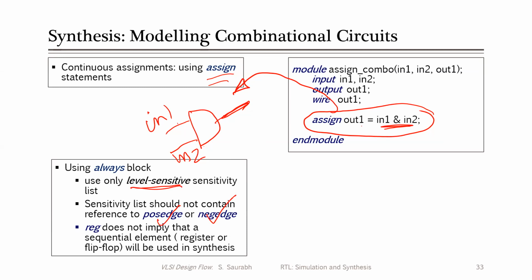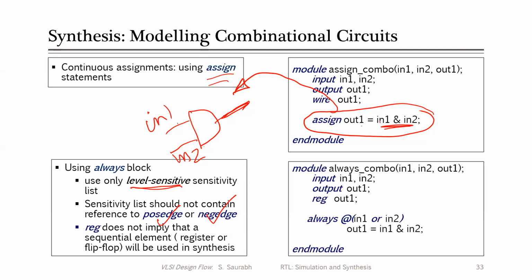So if you want to model a combinational circuit, we shouldn't use posedge or negedge in the always block. It should be level sensitive, and you should write to a reg, because inside an always block you are allowed to write only to a reg or an integer. So out1 is reg, right? And then in the sensitivity list you put all the input signals, in1 and in2, and you assign out1 from in1 and in2.